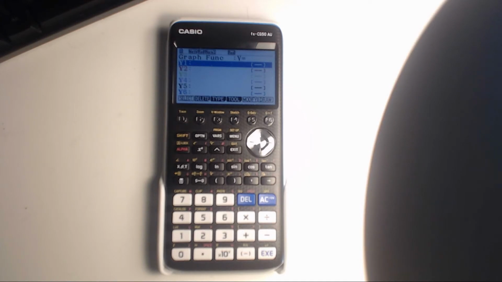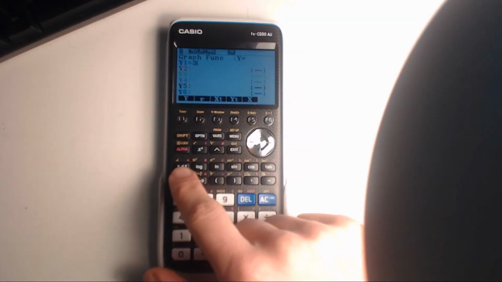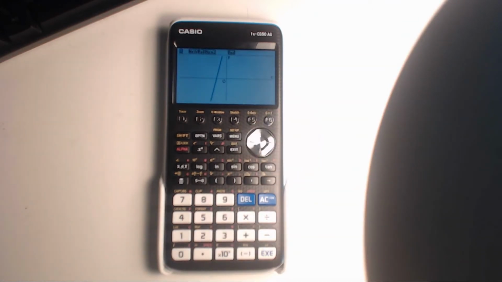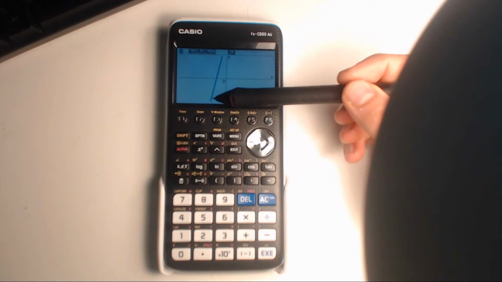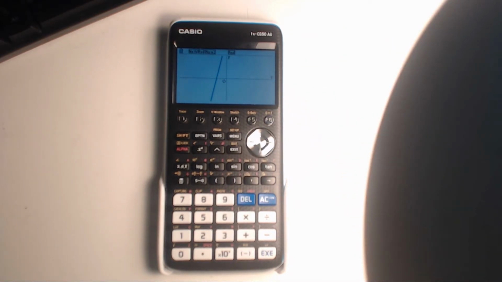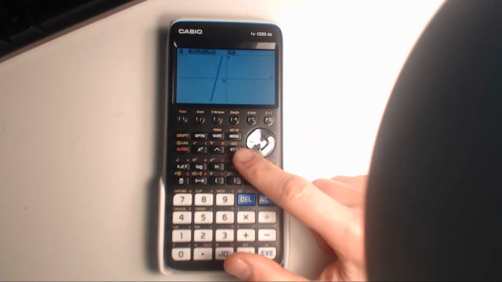I think the simplest function that comes to mind is a linear function. So let's say y equals 3x plus 2. Then we'll hit graph. Of course, what we expect to see is a linear line that goes up the screen with a gradient of 3. Now let's see if we can find the derivative of this function.